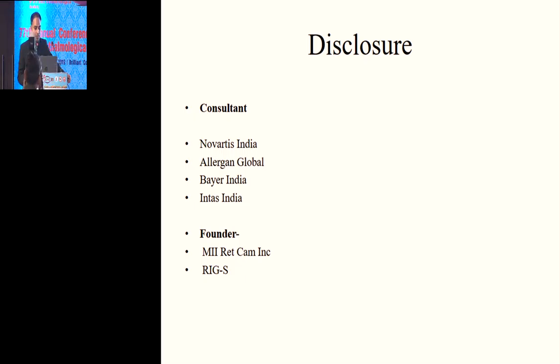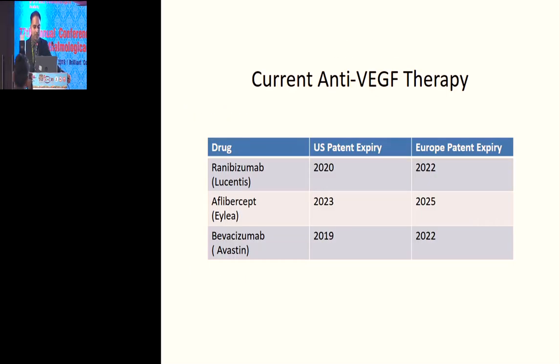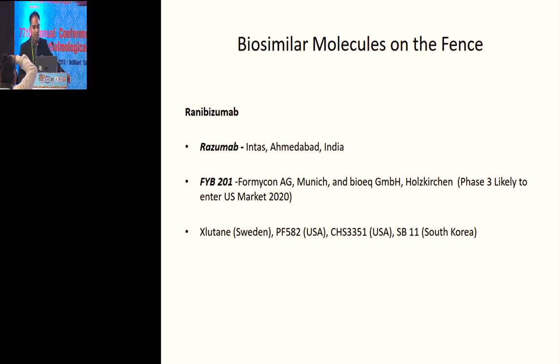These are my disclosures. As of now, for the last 10 years probably, we have been using Lucentis, Eylea, and Avastin as the major drugs to treat these patients. In the next few years, they are all reaching patent expiry in both the US and Europe. Once these drugs reach patent expiry, the next wave of drugs to play a major role would be the biosimilar molecules.